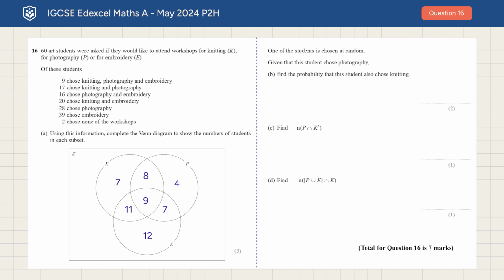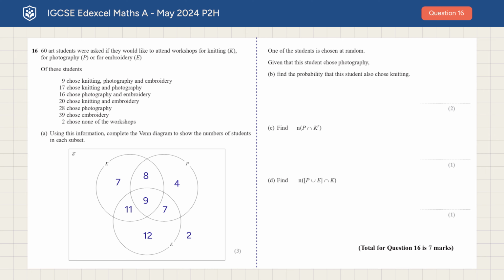Finally, make sure those 2 students who chose none of the workshops are placed outside the circles but inside the rectangle. To check our work, we add up every number in the diagram. 7 plus 8 plus 4 plus 11 plus 9 plus 7 plus 12 plus 2 equals exactly 60. Everything balances and our Venn diagram is complete.